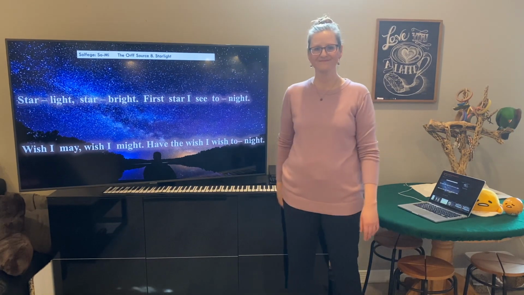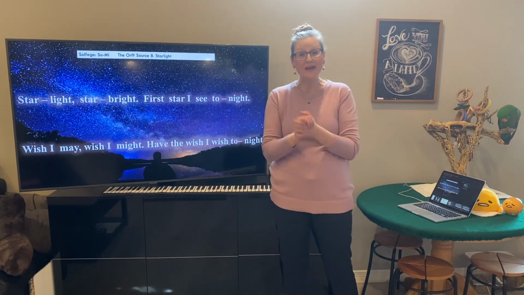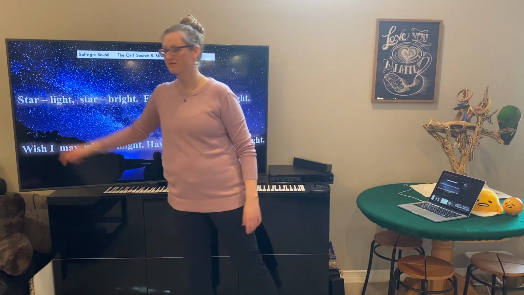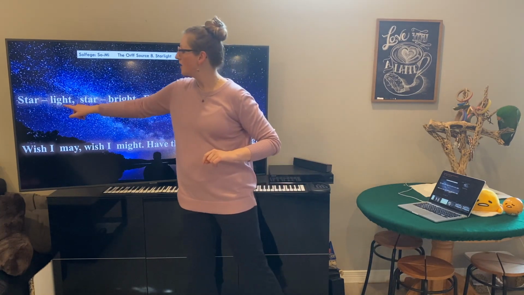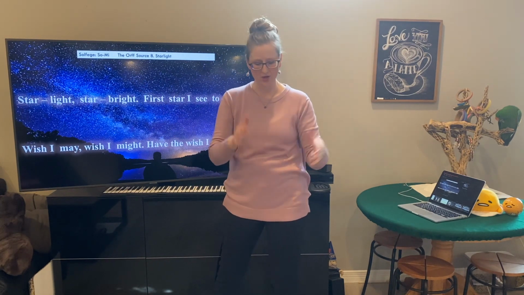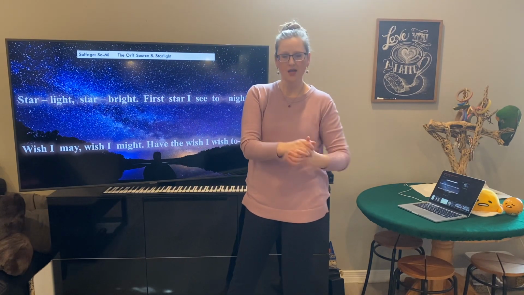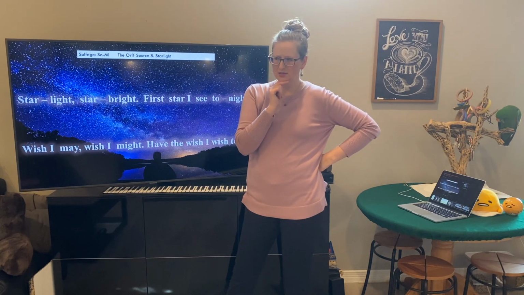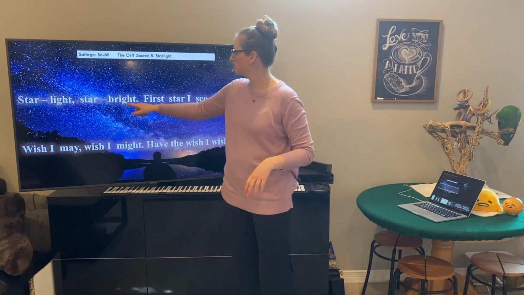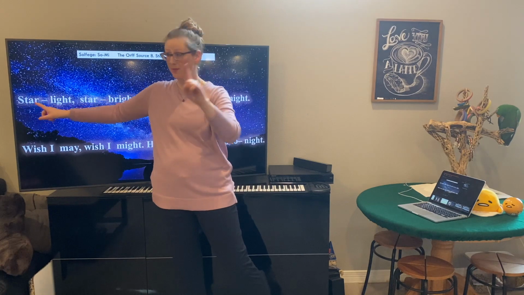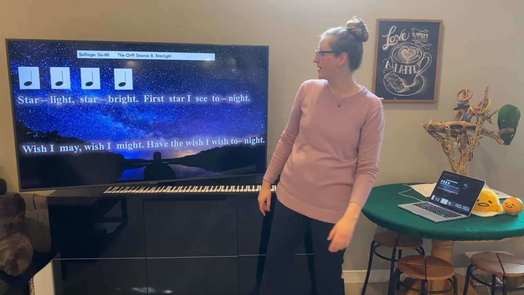Good job. So the first thing we're going to try to figure out is how many claps we get per word, just like we did in class. So we have star. How many claps is that? Star, one clap. Let's go on. Light. So now we have star, light. How about this one? Star. Is it the same or different? Star. And then we have bright. So far, we have one clap per word. So that's going to look like this.